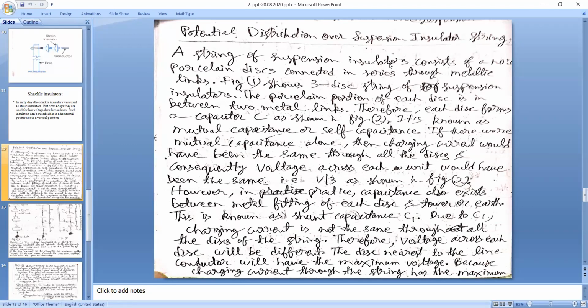A string of suspension insulators consists of a number of porcelain disks connected in series through metallic links. Figure 1 shows 3 disk string of suspension insulators. Figure 1 में हम लोग देखा suspension insulator string था, वहाँ पे कितना डिस्क था, 3 डिस्क था. The porcelain portion of each disk is in between two metal links. तो वो हम लोग डायग्राम में देखे कि basically each disk it basically lied between the two metal links.